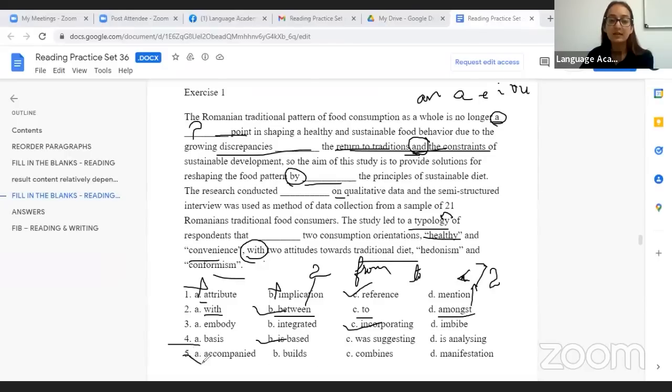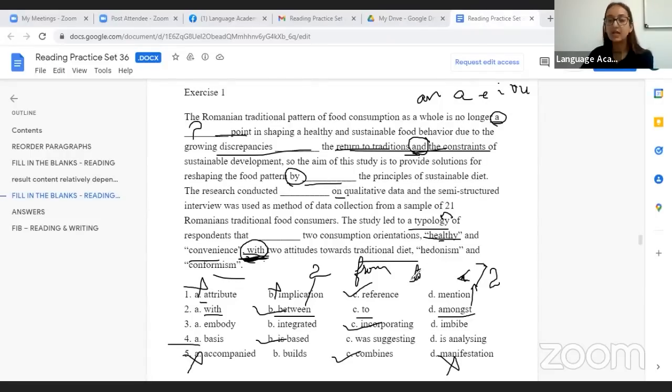So first of all, we can eliminate accompanied and manifestation, because they are not verbs in the present tense. Out of builds and combines, which is the word that goes with the word with? We combine one thing with the other thing. We don't always build one thing with the other thing. So we'll go with combines because it satisfies the requirement of the word with here. So the sentence says the study led to a typology that combines two orientations, healthy and convenience, with the other things. So that is how the answer will be combines.